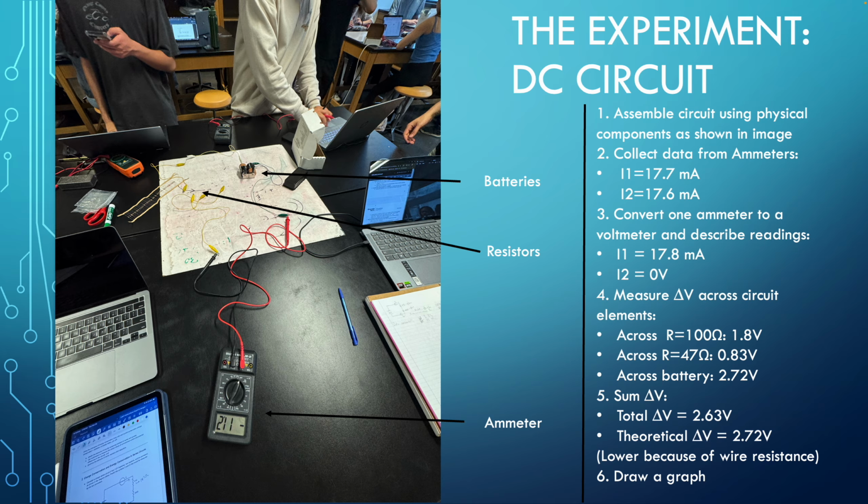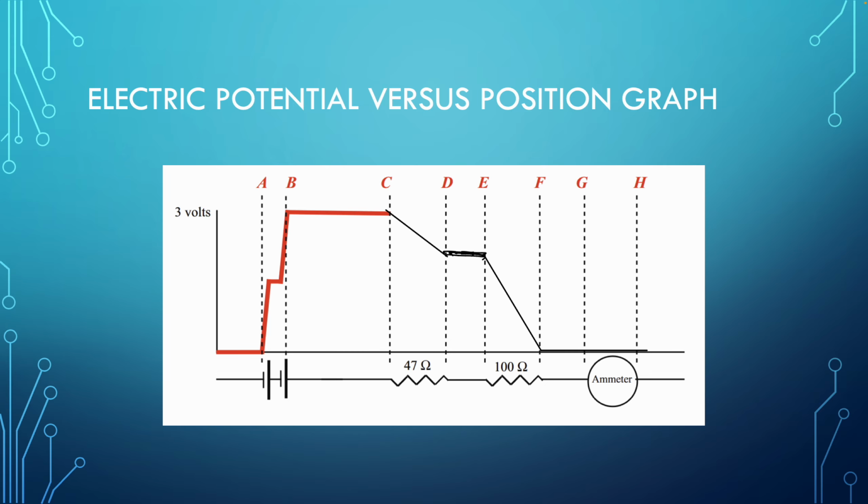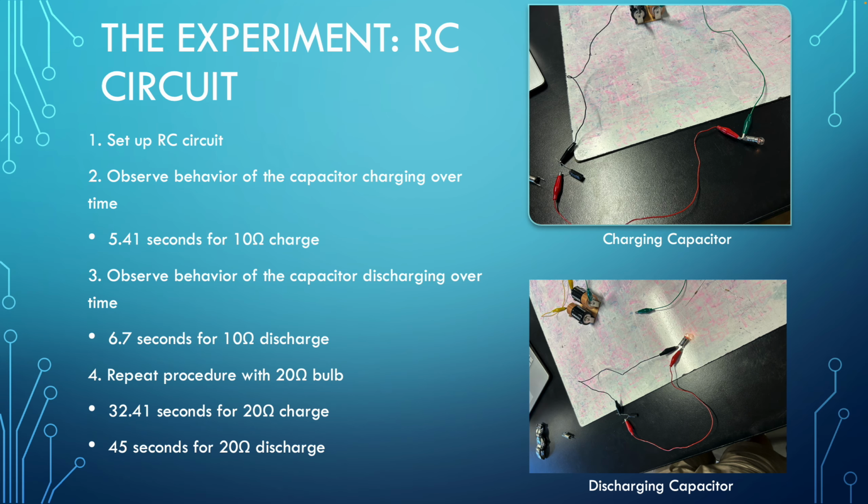Then we measured the potential difference across circuit elements. We got 1.8 volts, 0.83 volts, and 2.72 volts for our different elements. We summed those up to get 2.63 volts, and then a theoretical potential difference of 2.72 volts, which is the voltage across the battery. We'll talk about why that's different later. Then we drew a graph. Here's our electric potential versus position graph, which shows the voltage drops across each resistor.